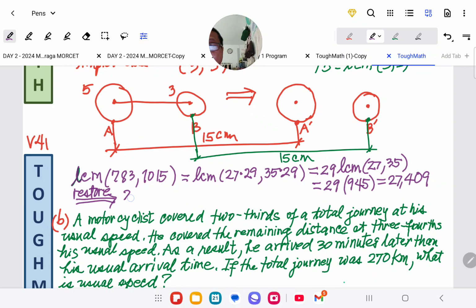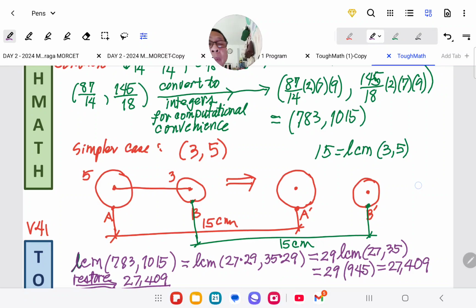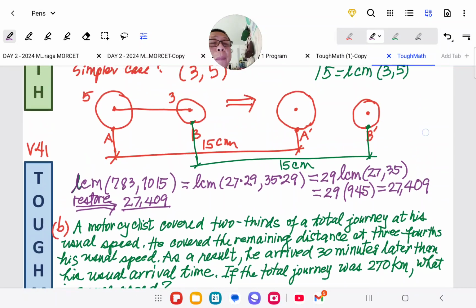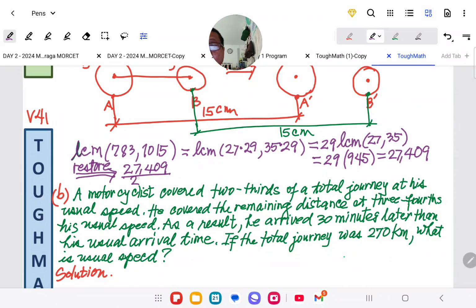It's 27409. This time we divide by the number which we used in multiplying to convert the improper fraction into an integer. So we multiply it by 2 times 7 times 9. This time we divide it by 2 times 7 times 9, and the result is 217.5 centimeters.